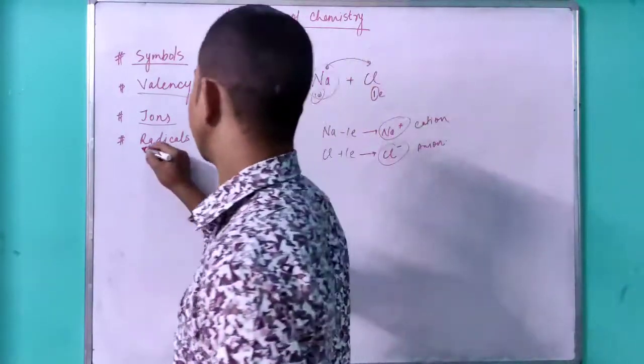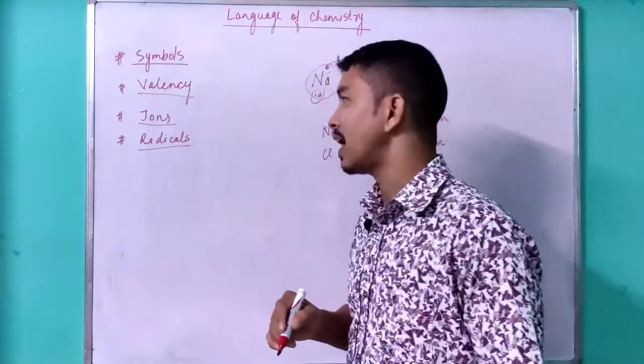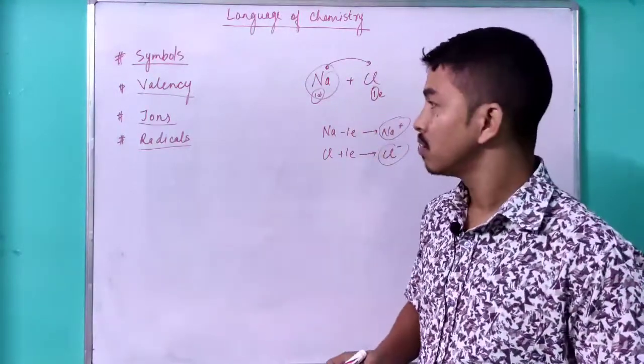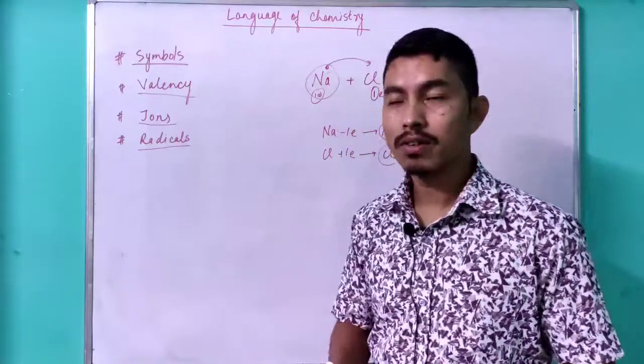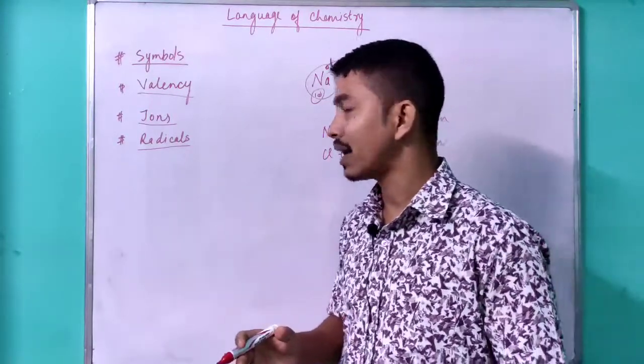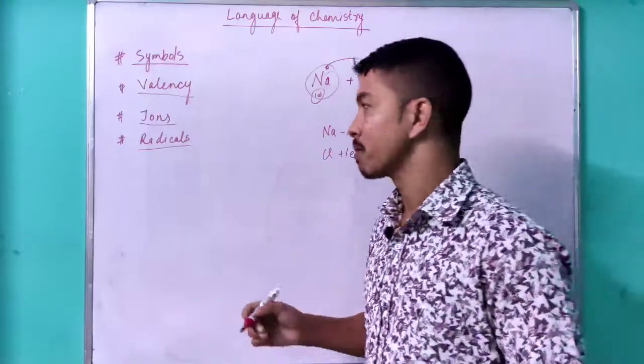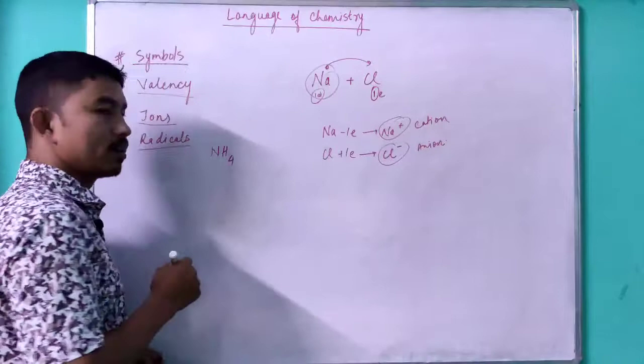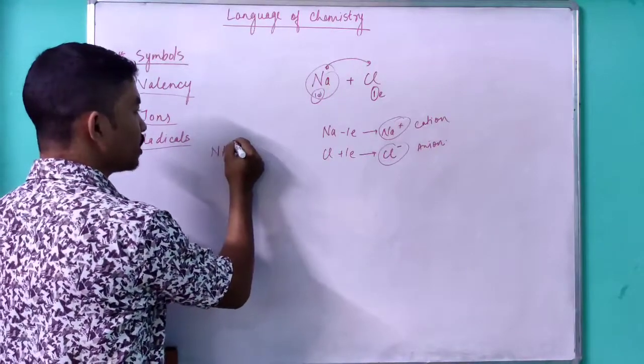Now coming to the radical. So what is a radical? The radical is a group of atoms that behaves as a single unit. So it is a group of atoms that have a charge in them. Like we have NH4, the ammonium ion. In case of the ammonium ion, we write plus there.